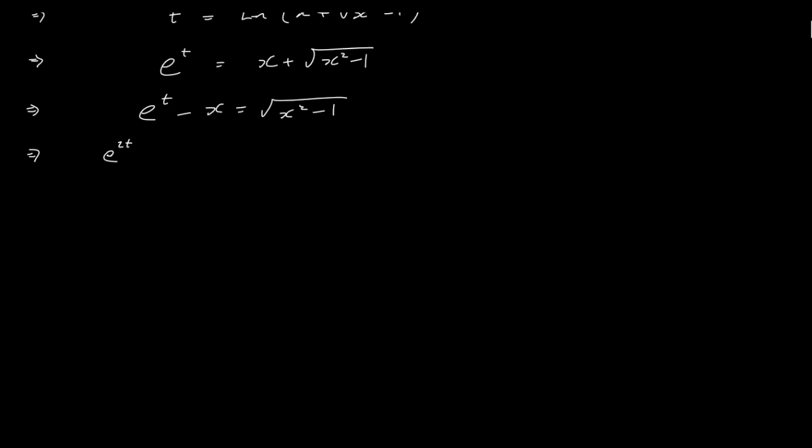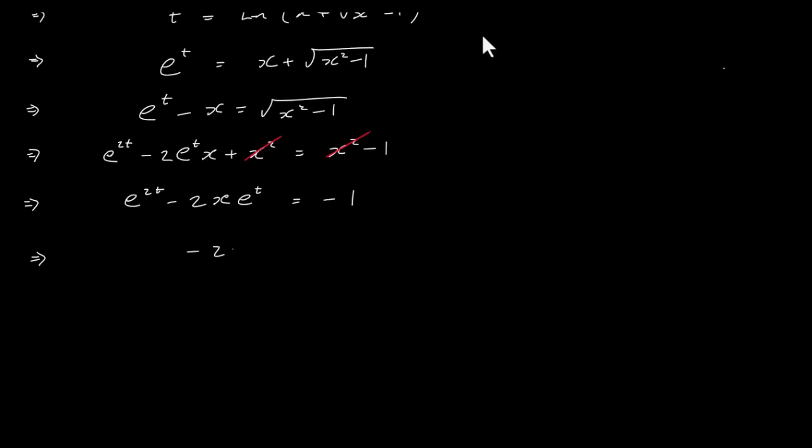If we square the x, we'll get x squared. But we multiply these two together and multiply by 2. So it's going to be minus 2e to the power of t x plus x squared is equal to x squared minus 1. Next thing I'm going to do is just get rid of these x squared, subtract x squared from both sides. I'll be left with e to the power of 2t minus 2x e to the power of t is equal to minus 1. Okay, next thing I'm going to do is bring over the e to the power of 2t, so I've got minus 2x e to the power of t is equal to minus 1 minus e to the power of 2t.